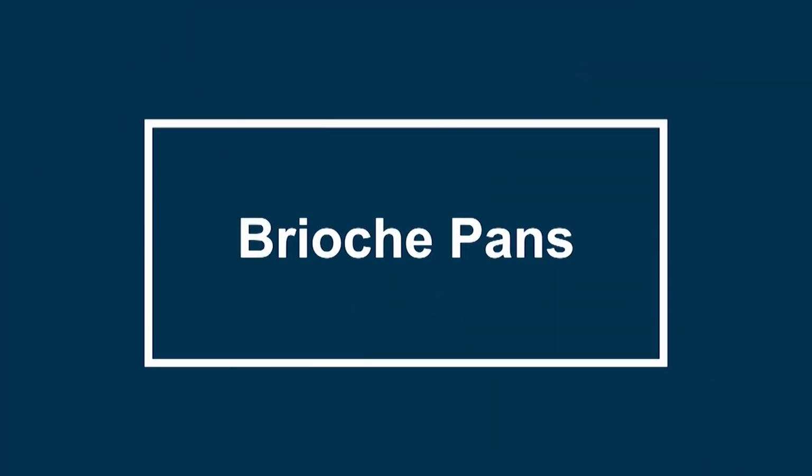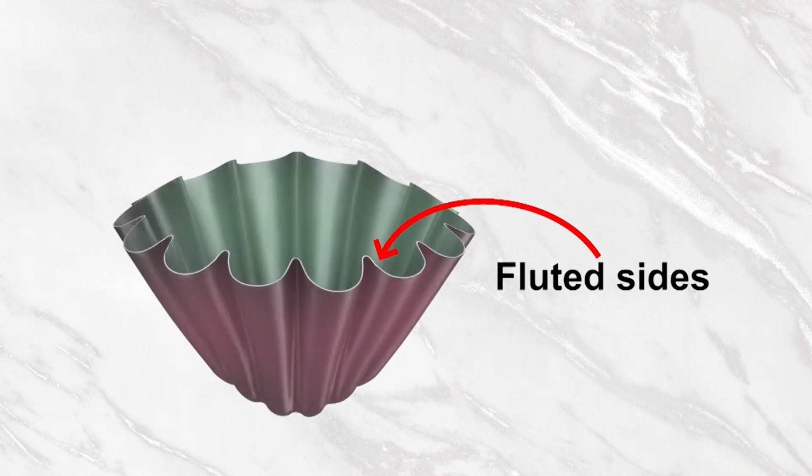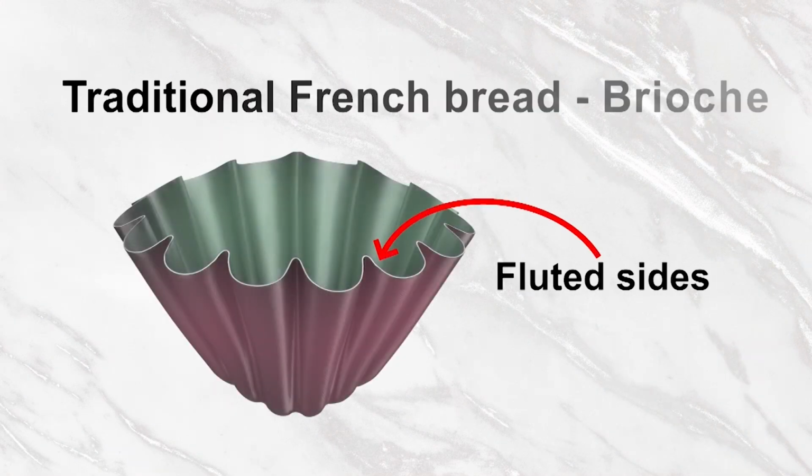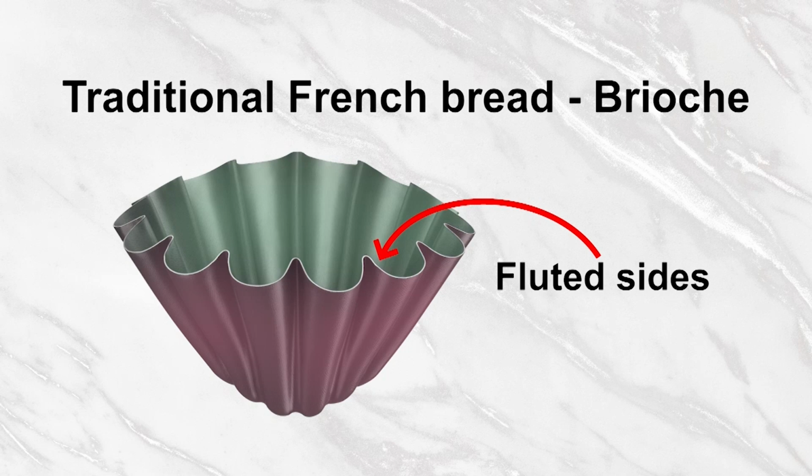Brioche pan. A type of pan with fluted sides that is used to form the base of the traditional French bread known as brioche.